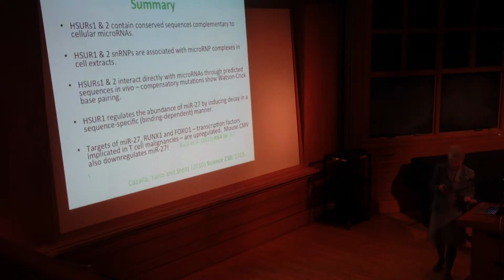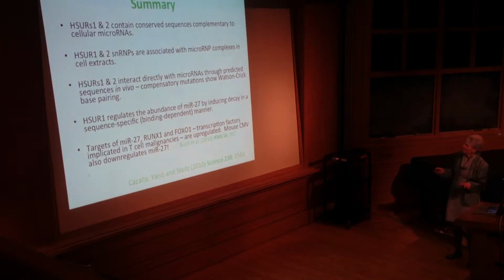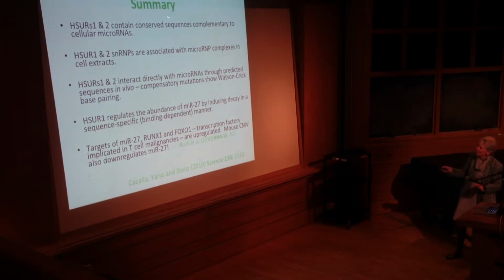But let me go on and summarize a little bit more about what Demian found. Okay, so conserved sequences complementary to cellular microRNAs. He could show that the RNP forms of the microRNP and the snRNP were associated in cell extracts.